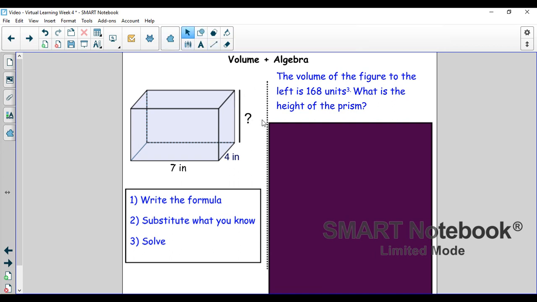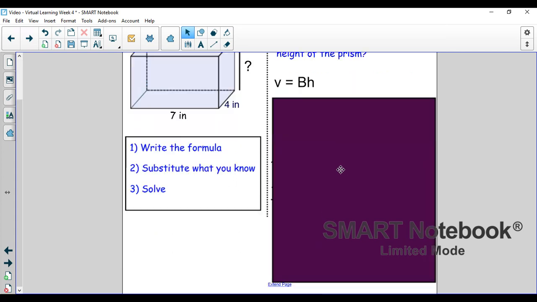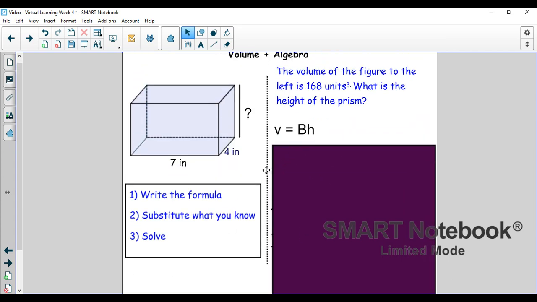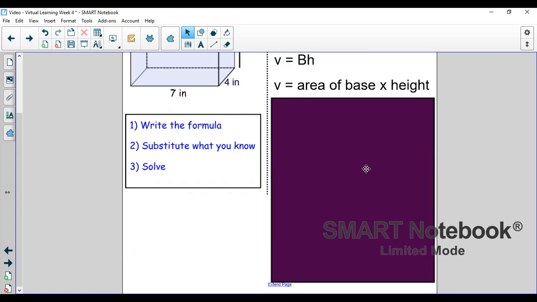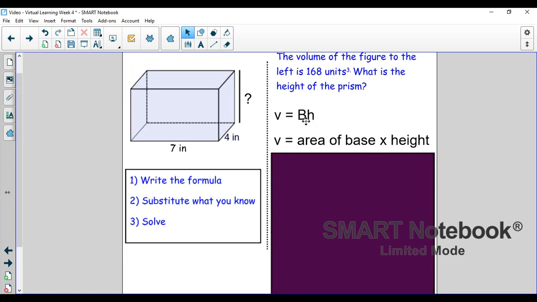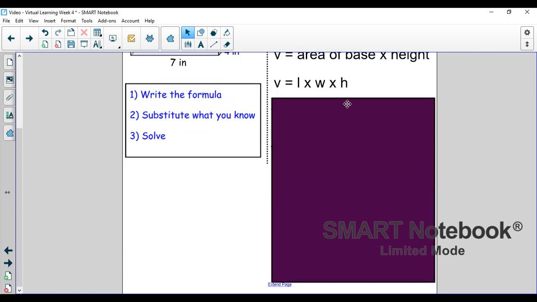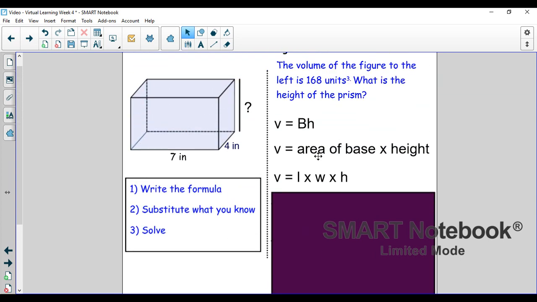But again, we do know some things in this problem. The first thing we know is that it's a volume problem. They tell us that right there. So I'm going to start with my formula. I'm going to substitute what I know. Well, I know that to find the volume of a rectangular prism, it's the area of the base times the height of the prism. Well, how do I find the area of the base of a rectangle? That's length times width. And again, to find volume, I multiply that times the height.